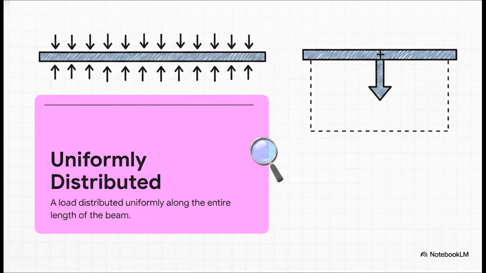Enter the uniformly distributed load, or UDL. This is a load that's spread evenly over a certain length of the beam. The absolute golden rule here, the thing you must remember, is that you cannot easily solve equilibrium equations with a distributed load. You first have to convert that entire distributed weight into a single, equivalent point load acting directly at the center of that particular span.